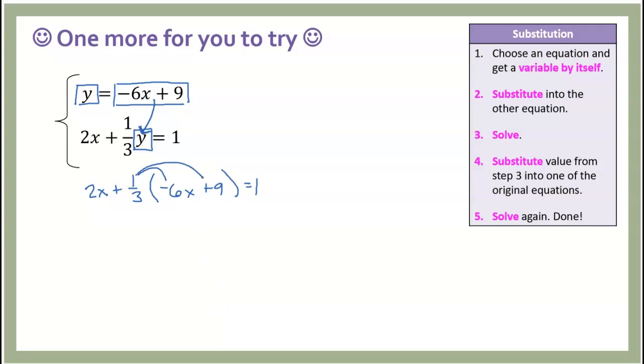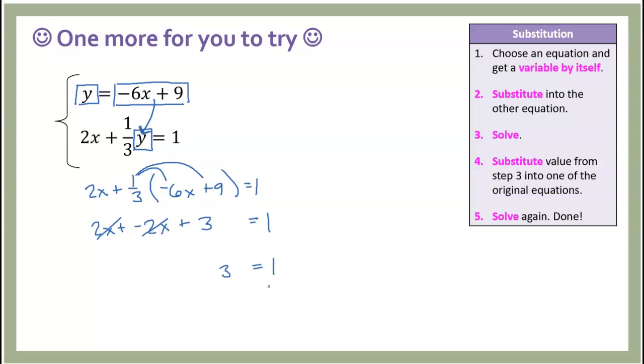We'll use distribution. We get 2x plus 1/3 times negative 6. That's negative 6 divided by 3, so that sounds like negative 2. And then multiply by x. And then this is 1/3 of 9. Oh, I'm sorry, 9 divided by 3 is 3, equals 1. And look here again, we have 2x minus 2x. Those are going to cancel. 2x minus 2x cancels, and we get 3 equals 1.